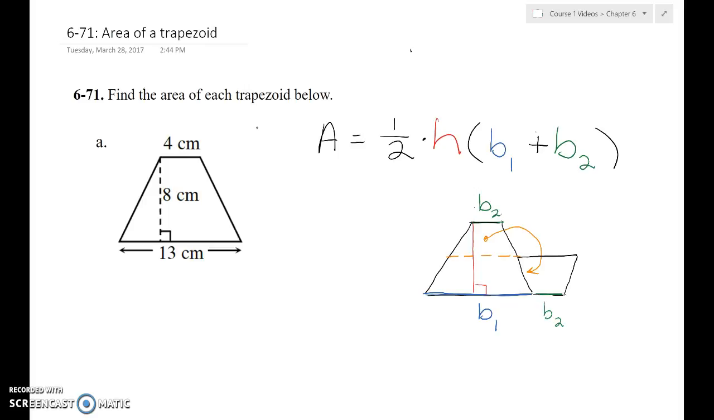So we don't have a parallelogram here. These sides here are clearly not parallel, but these two bases are. That is why this is a trapezoid. One pair of opposite sides are parallel. The other two are not.